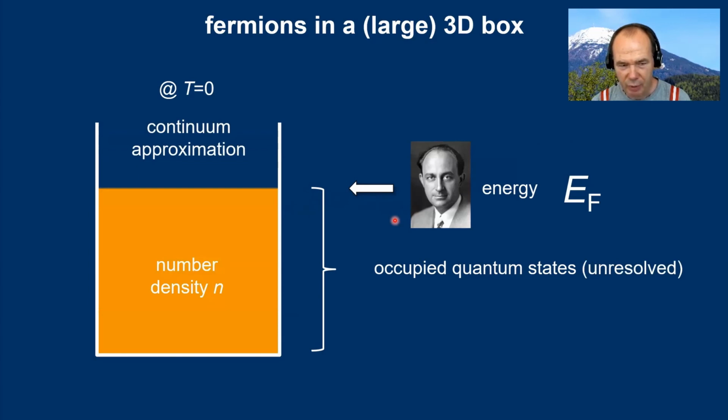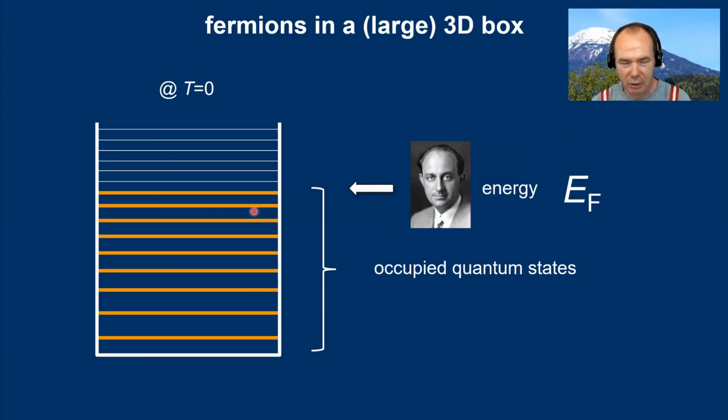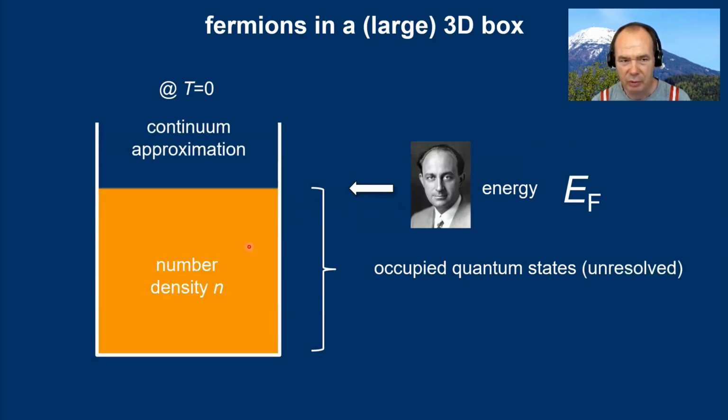Good. Now, the approximation that we usually make is that we have a relatively large system, so the quantum states are closely spaced and there are many of them, and so we consider them as a continuum. We do the continuum approximation, and we can write down a density of states function, which for a box potential is proportional to the square root of the energy. For a harmonic potential it is proportional to the square of the energy. And then we again have the occupied quantum states, unresolved now in the continuum approximation, up to the Fermi energy level.